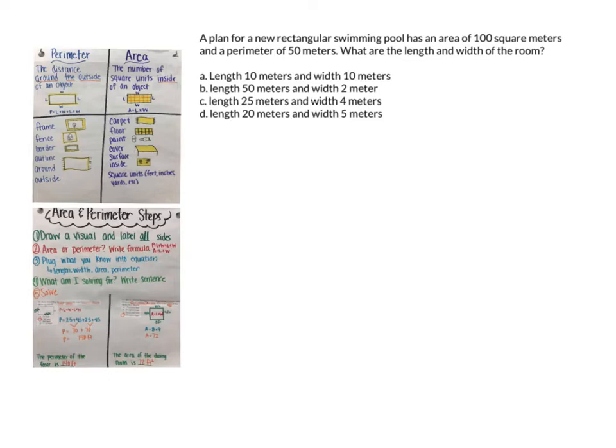First thing we're going to do is reread the problem, mark it up, visualize it, and really understand what's going on in the problem. A plan for a new rectangular swimming pool has an area of 100 square meters and a perimeter of 50 meters. What are the length and width of the room? So I'm given the area, I'm given the perimeter, and I need to solve for the length and the width.